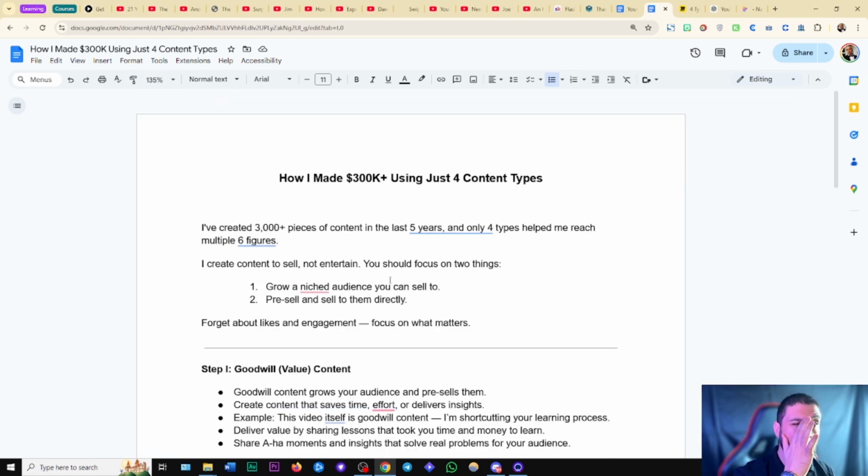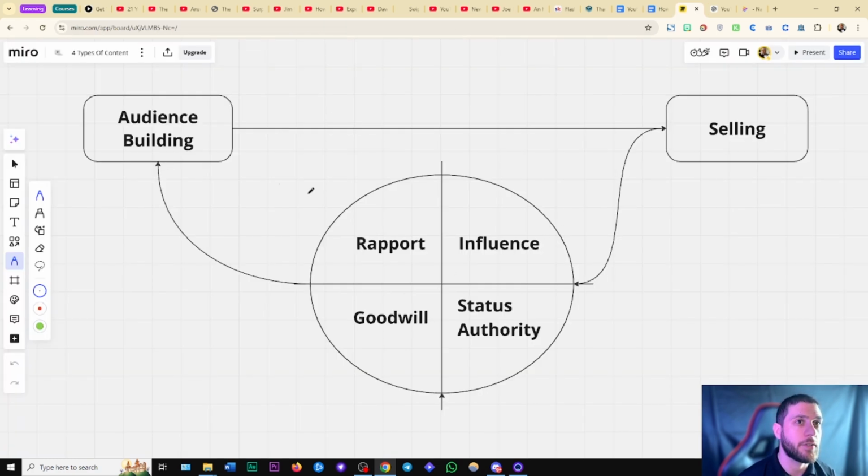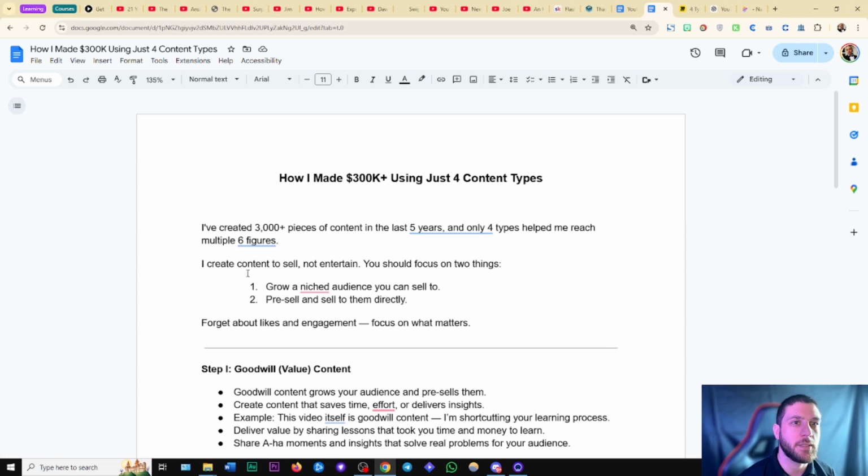I also created over 3,000 pieces of content in the last 5 years. And again, I broke everything down into what worked for me. And hopefully some of these things will help you if and when you apply them to your own business. I also have this really cute little graphic that I created on the 4 types of content. But yeah, let's get into it.